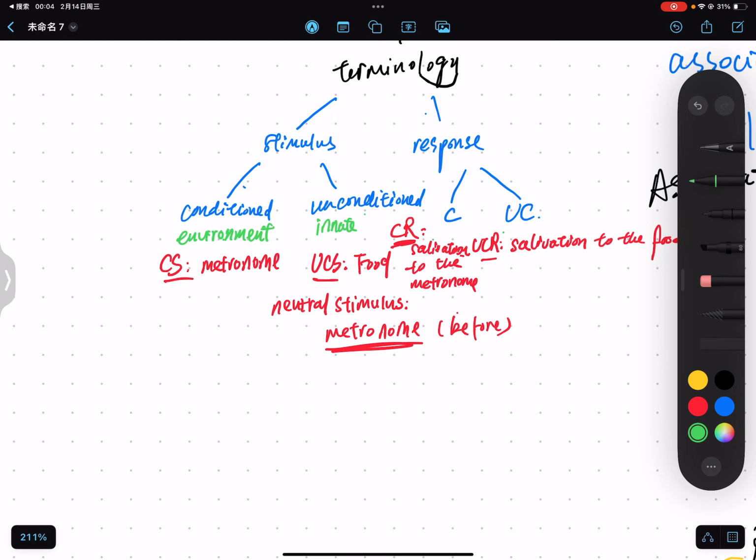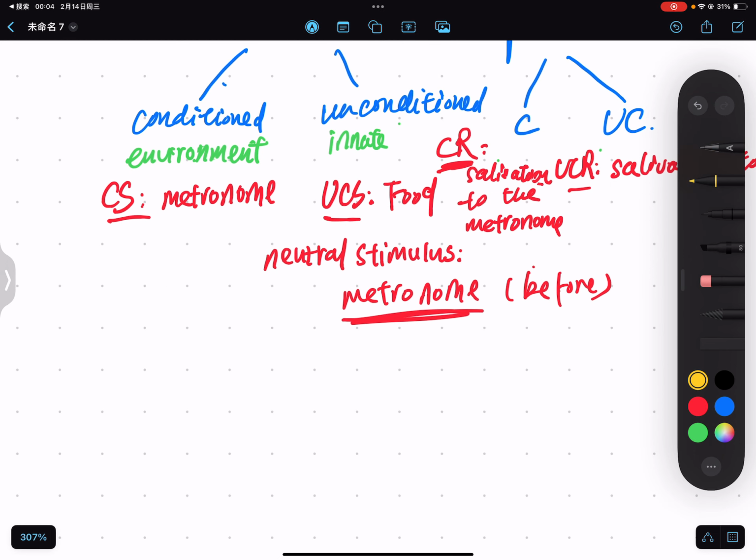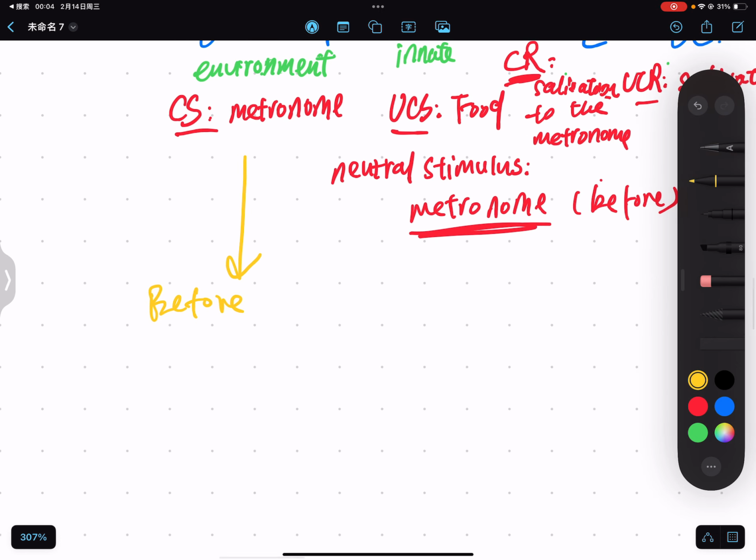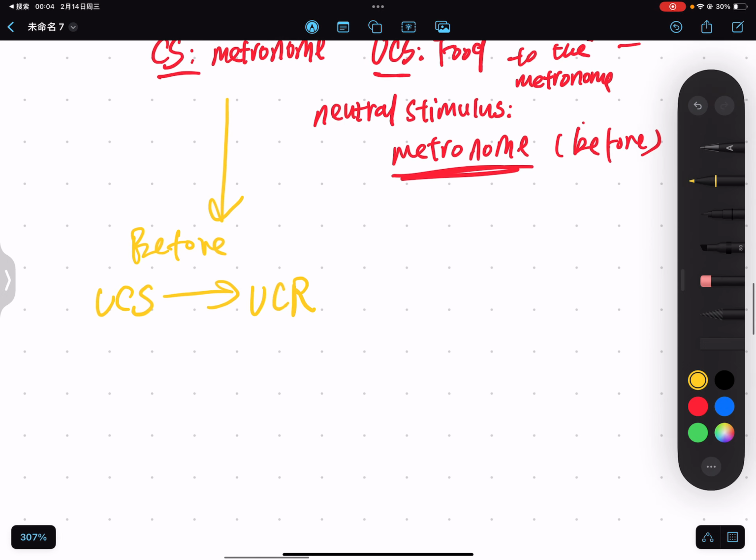First, before everything happened, we have the food. So the food is UCS, and the dog has salivation. This is UCR. And also we prepare the neutral stimulus, the metronome, and we found that it has no response.